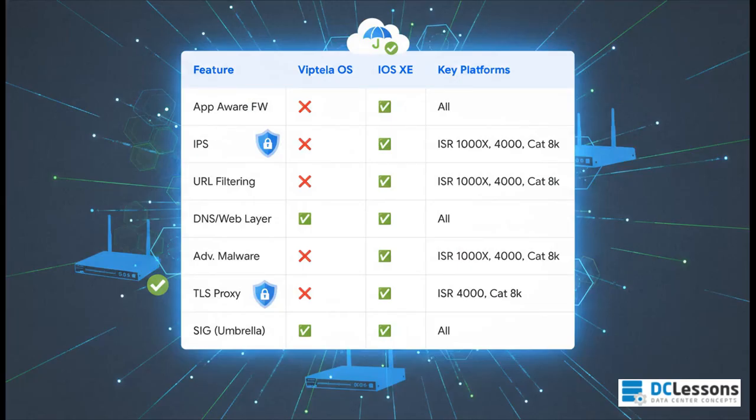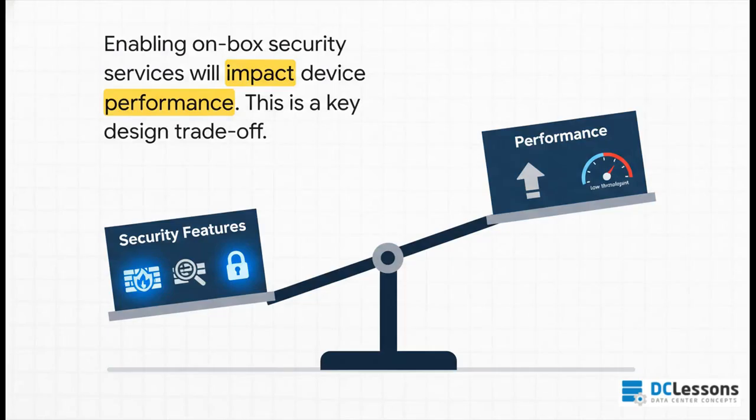So first, look at the software column. You'll see that all the cool advanced security stuff like the application firewall and IPS, that's only on the newer IOS XE software. Okay, now look at the hardware. Even with IOS XE, the really heavy-duty features like IPS and malware protection, they need more powerful boxes. We're talking about the ISR 1000X, the 4000s, and the Catalyst 8000s. And the biggest resource hog of all, decrypting TLS traffic, is only for the top-of-the-line stuff. But notice, things that rely on the cloud, like Umbrella integration, that works on everything because the cloud is doing all the work.